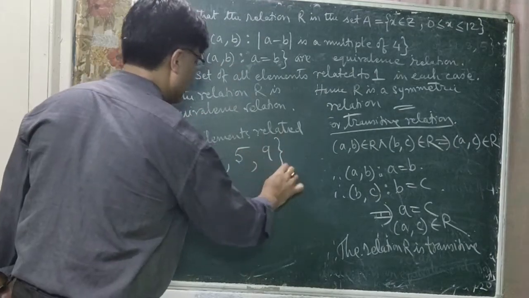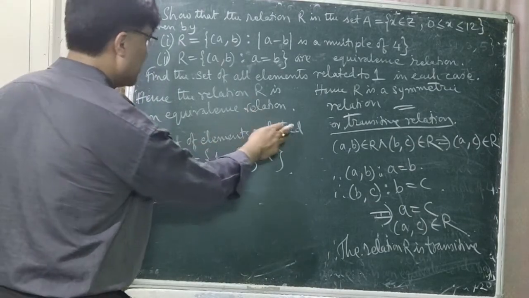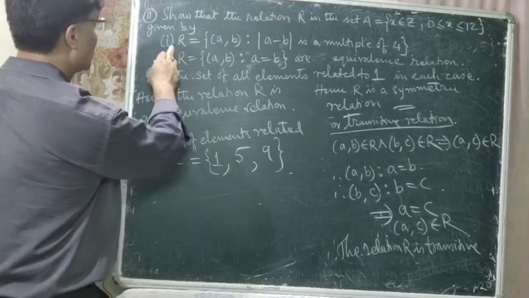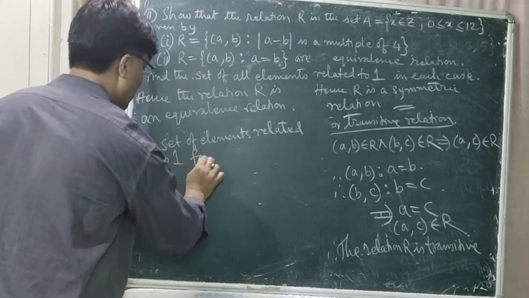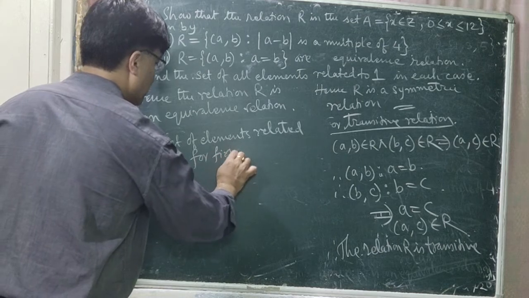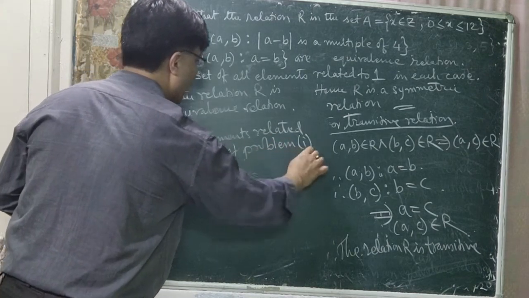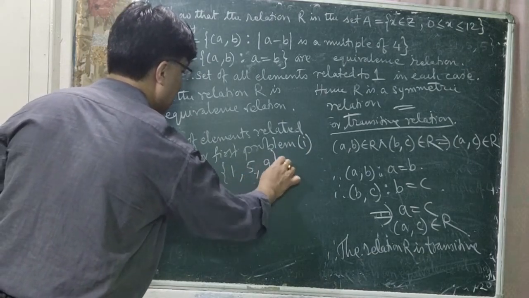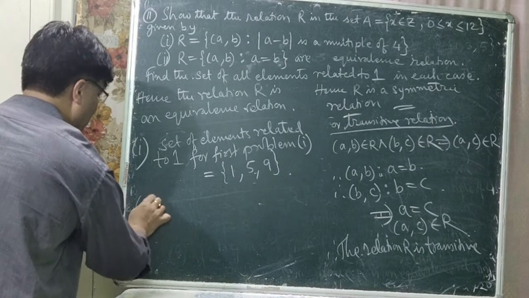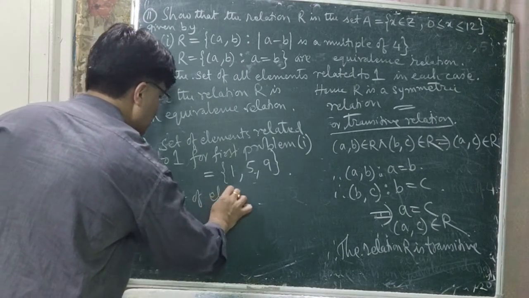That is 9. So set of elements related to 1 for the first problem is 1, 5, 9. Right?